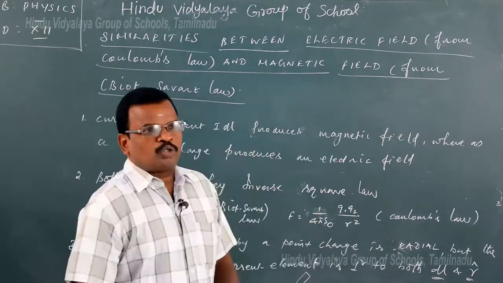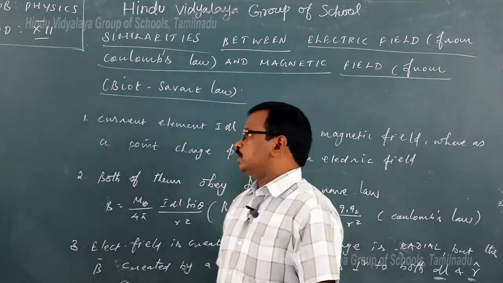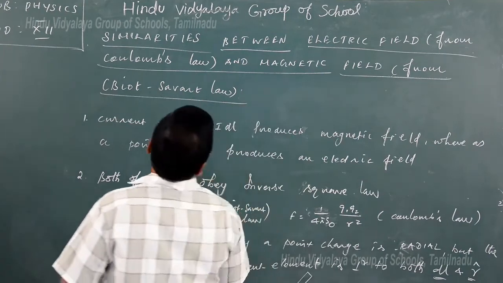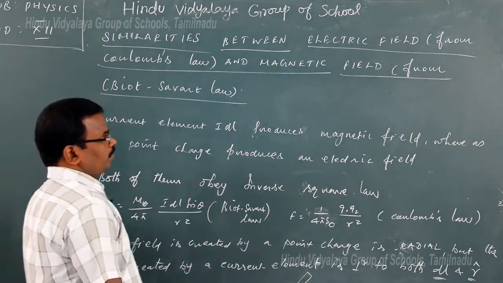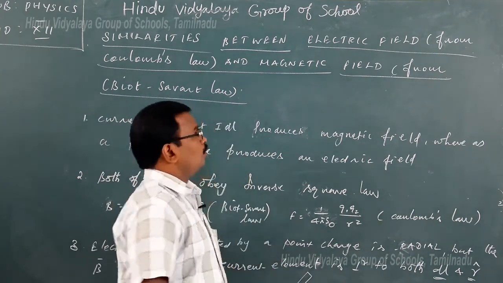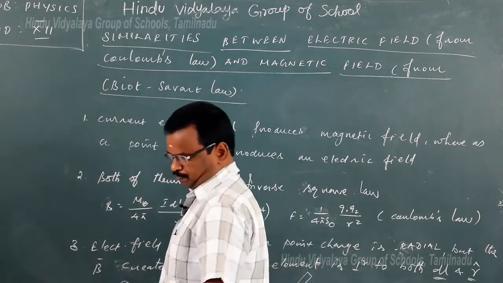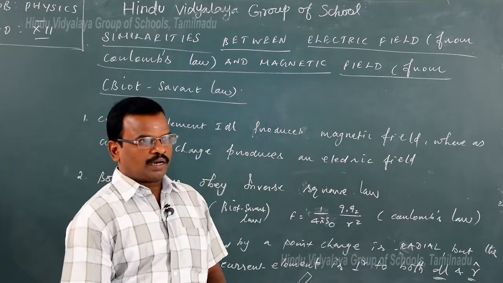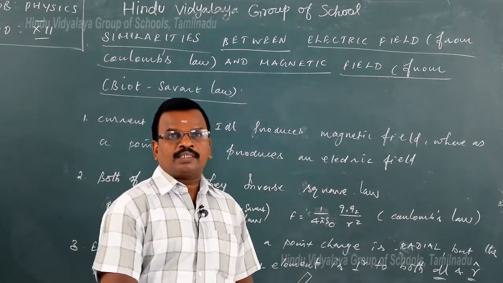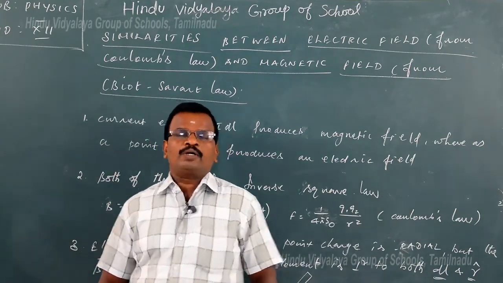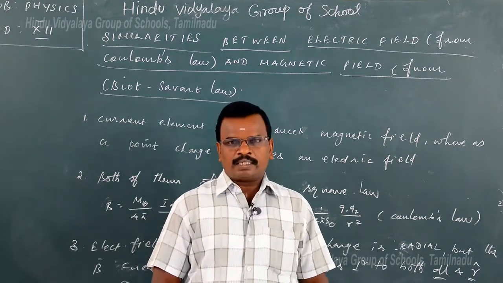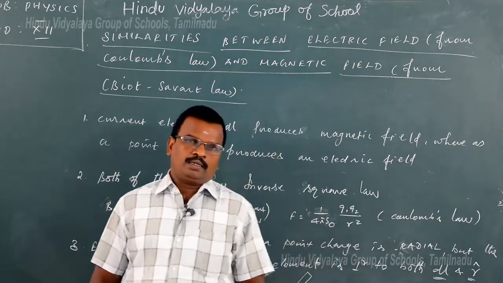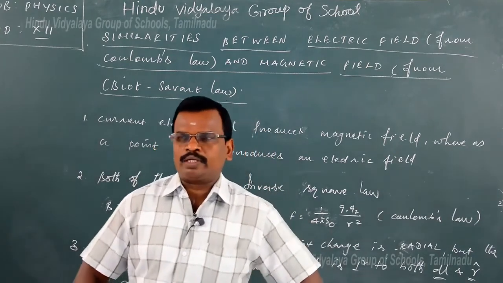Namaste students. Today we are going to discuss the similarities between the electric field, from Coulomb's law, and the magnetic field from the Biot-Savart law. Before that, in our last class we discussed the Biot-Savart law. Consider any conductor through which an electric current I is passing.